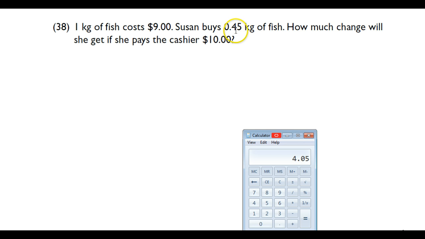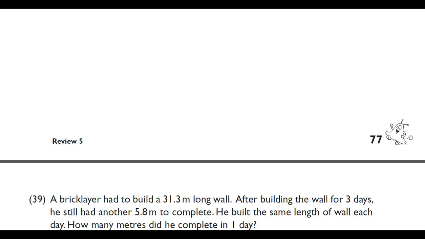0.45 kilogram of fish. Right, now when she takes out $10 and pays $4.05, what's the change? The change is $10 takes away $4.05, right? Your answer for this change should be $5.95. Right, for the next few questions, question 39, a bricklayer had to build some wall.